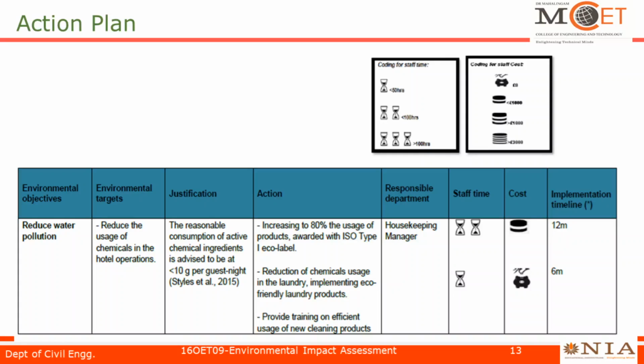So environmental objective one is reducing the water pollution. Environmental target: reduce the usage of chemicals in the hotel operations. Justification: reasonable consumption of active chemical ingredients is advised to be less than 10 grams per guest night. Action: increasing to 80% the usage of products awarded with ISO type 1 eco label. Reduction of chemicals usage in the laundries. Implementation of eco-friendly laundry products. Provide training on efficient usage of new cleaning products.